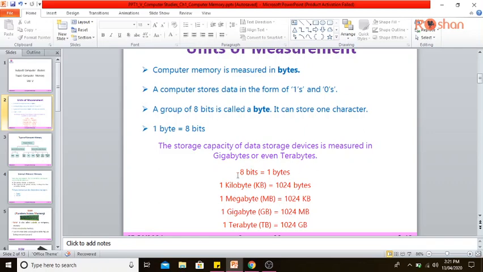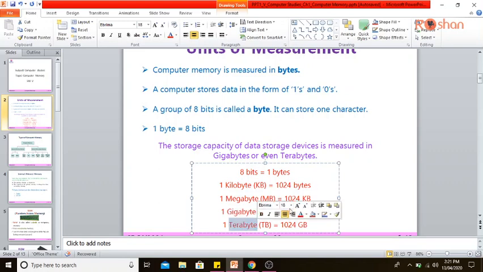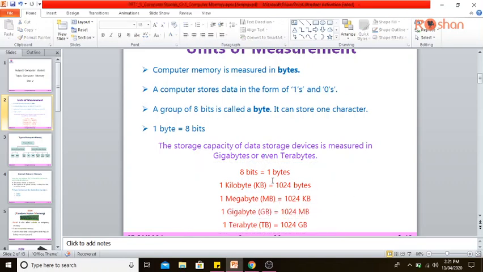So we can say the smallest unit of measurement is the bit. The second one is the byte. The third is kilobyte, the fourth is megabyte, the fifth is gigabyte, and the sixth is terabyte. In your exam, they may ask fill in the blanks or multiple choice questions about the conversion. So please remember these conversions, they are very, very important.